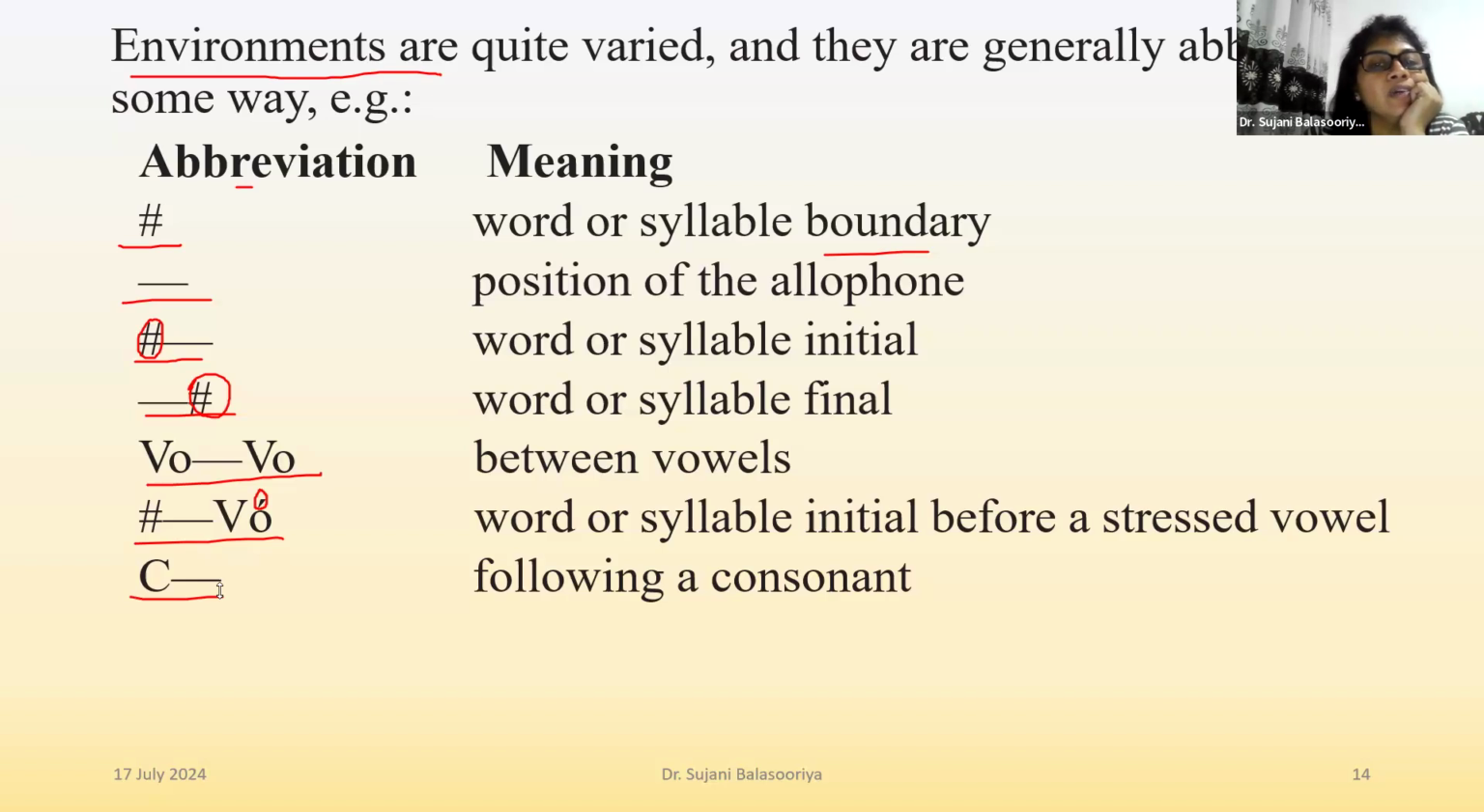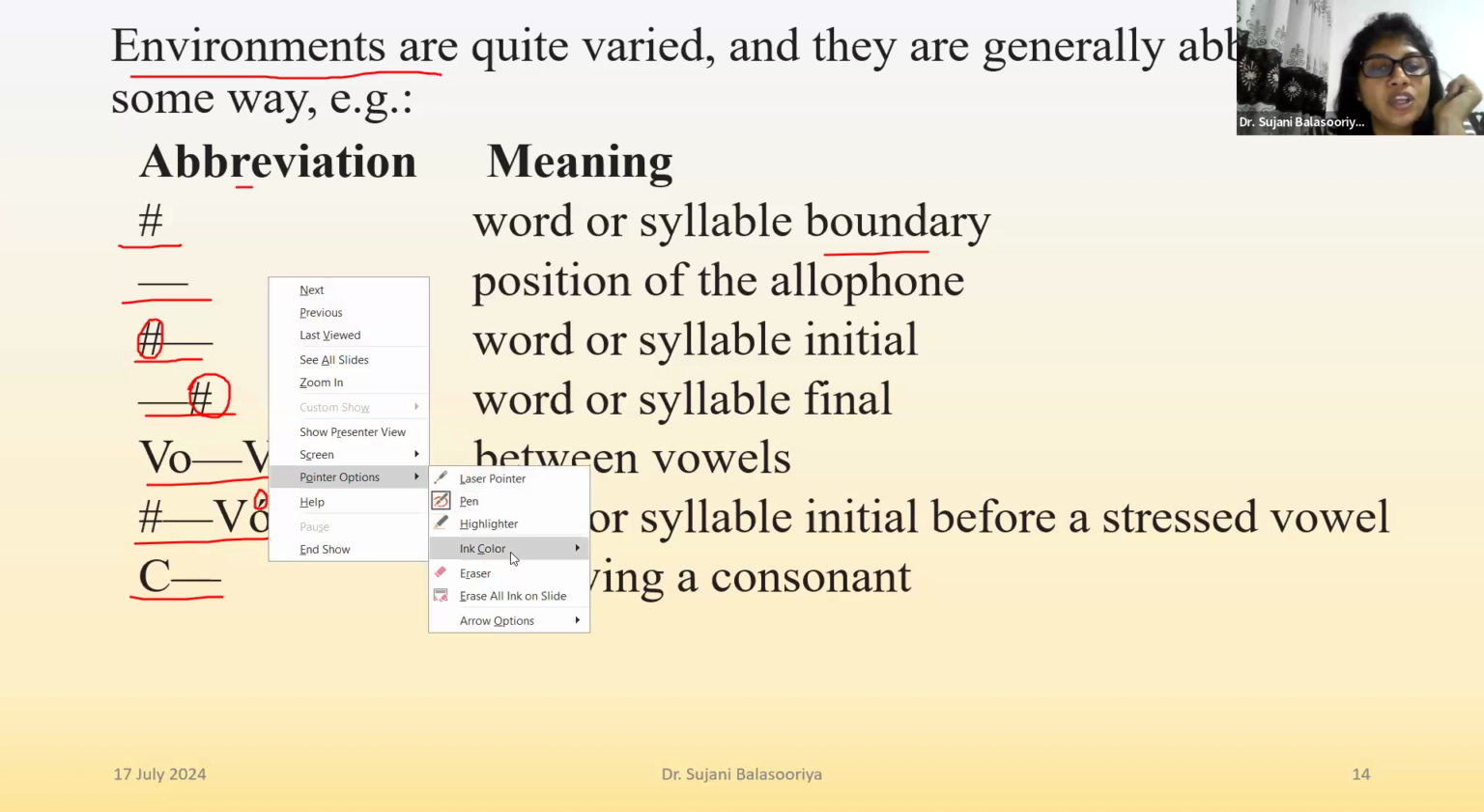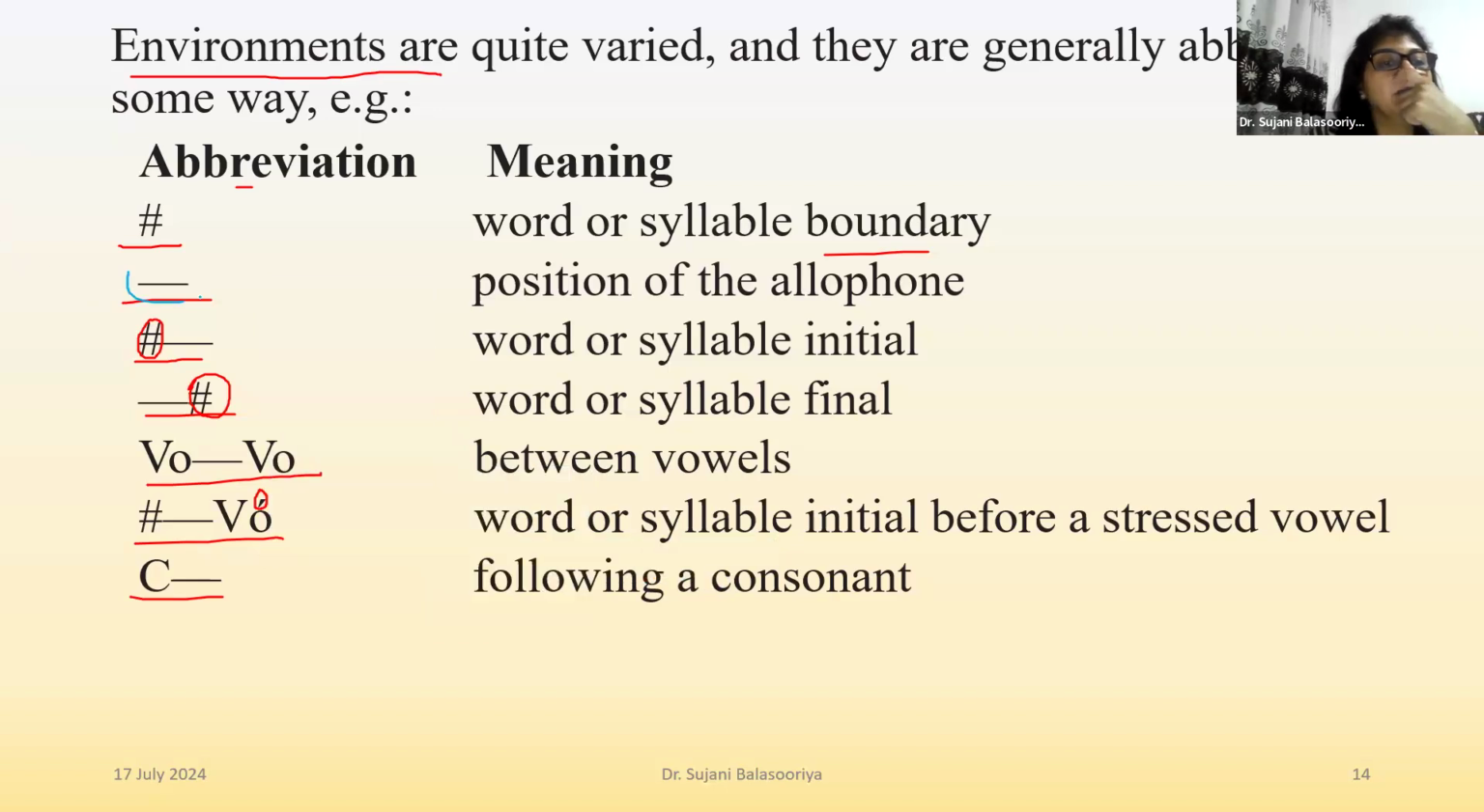In all these places, these are the places where we are going to write allophones. These are the places where the allophones are coming in. In writing a phonemic rule, we deal with allophones. We are going to show where the allophones are coming in and what happens to them. So this straight line is important for you to understand.